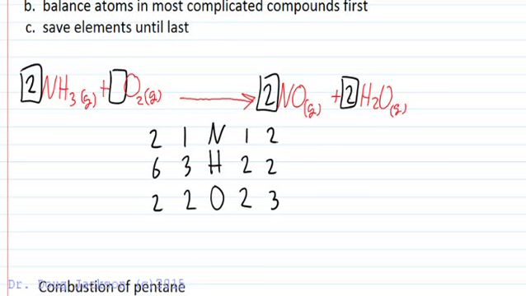I changed something, so I've got to retally. Well, nitrogen didn't change. 2 times 2 is 4 for the hydrogen now, and now 2 plus 2 is 4 for oxygen. So what have I got? I've got now an issue where we need to balance out oxygen still, and we need to balance out hydrogen still. So we've got 6 and 4 with hydrogen. So how do we fix that?